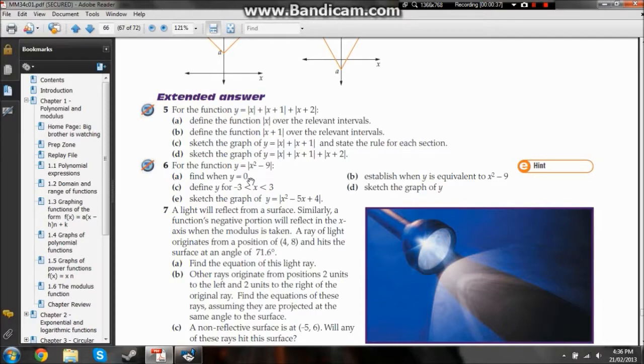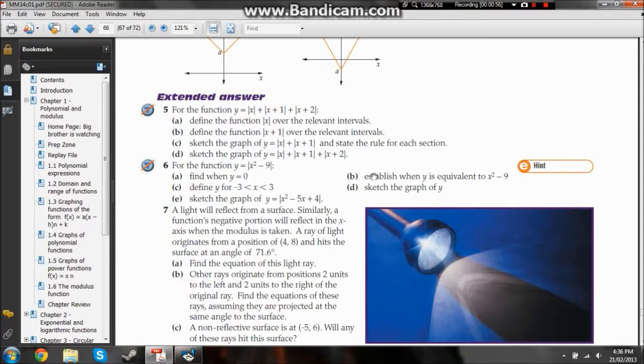So when y equals 0, it's going to be the same as 0 equals x squared take 9. So you can take the 9 to the other side, so it's 9 equals x squared, take the square root of that, and you get plus or minus 3, because negative 3 squared is positive 9, and same with 3 squared is 9, so it can be plus or minus 3.